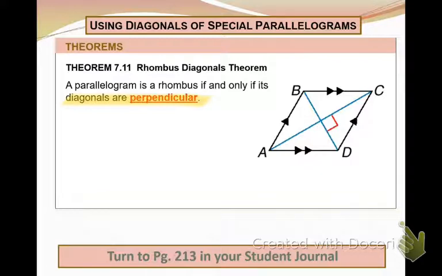So in a little bit, you're going to be asked to find the measure of the angles where the two diagonals intersect. It's always going to be 90 in a rhombus. What other shape will this apply to? A square. Yeah, a square. All right, next one.